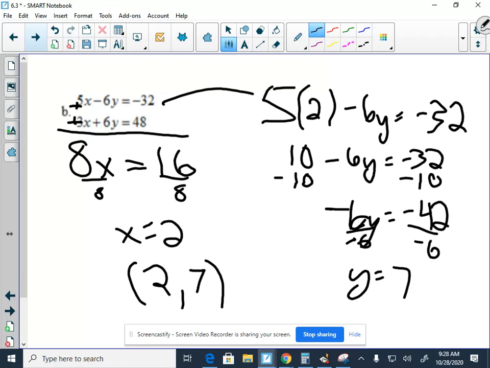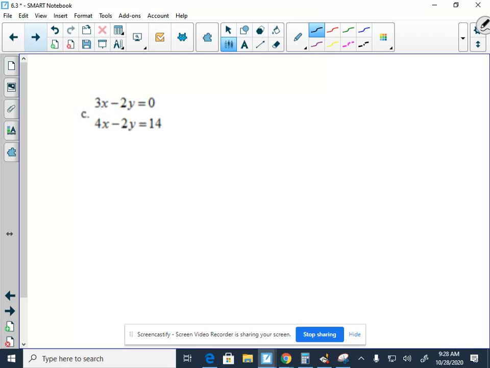Okay, is this starting to make some sense? This one, you see, it's a little bit easier than substitution. Okay, so part C. Now, look at the y's and be very careful. The y's are the same. They're both 2's, but in order to eliminate, one of them is going to have to be positive and one's going to have to be negative. Is that the case? No.